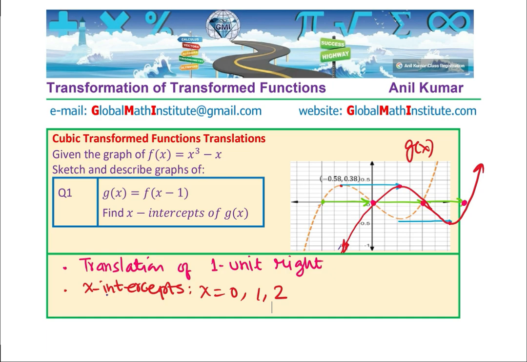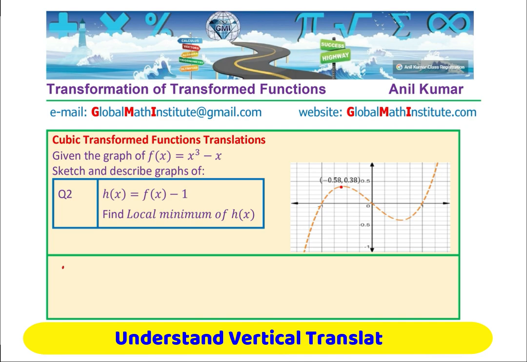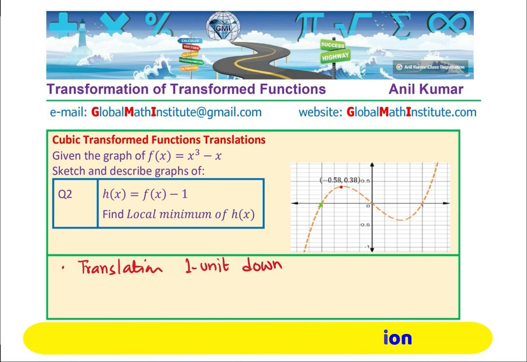Let's answer part 2. Question 2 is, we are given h of x as f of x minus 1. When it is minus 1 outside the function, it is a vertical translation, 1 unit down. So all these points move a unit down. So this part comes here.